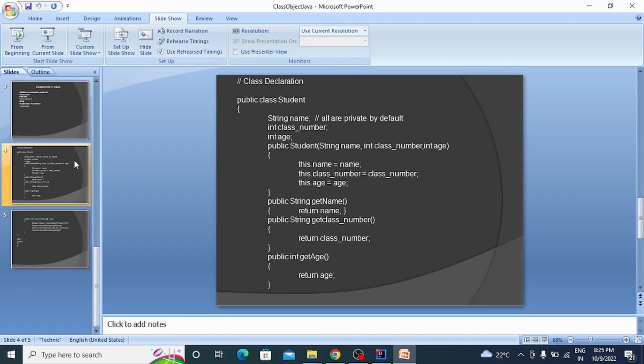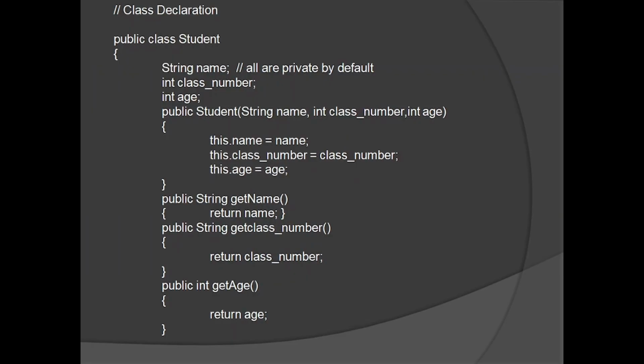So first I want to show, if we pass values in the constructor like name, class number, age, it is going to initialize these values for a particular object. So when we create an object like Vikram, that is what I was talking about earlier.